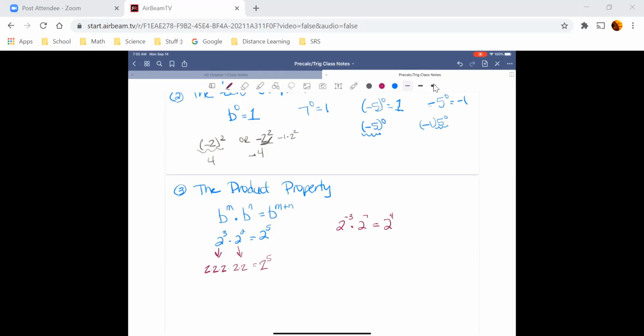And if we wanted to write this one out the nice long way, 2 to the negative 3 is the same thing as 1 over 2 to the 3rd, right? And then we still have 2 to the 7th. So that would be 2 to the 7th over 2 to the 3rd. Written out nice and long, that would be 1, 2, 3, 4, 5, 6, 7, all over 2 times 2 times 2. Then what can we do? How many do we have left? 2 to the 4th.